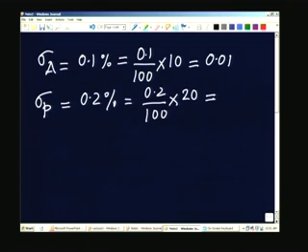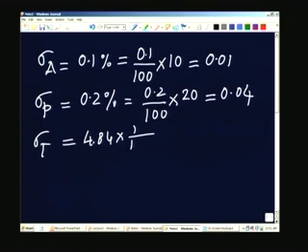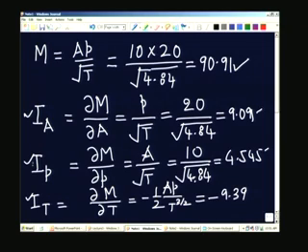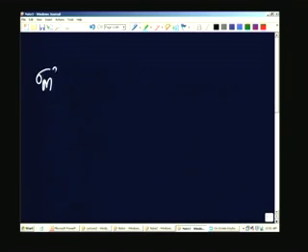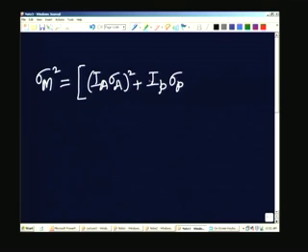That will give you 0.04, and sigma T will be 1%, that means 4.84 into 1 over 100, 0.0484. So, once we have obtained all the sigmas, and if we go to the previous, we have obtained the influence coefficients, we can obtain using the error propagation formula, sigma M squared will be the sum of three quantities: IA times sigma A whole squared plus IP sigma P whole squared plus IT sigma T whole squared.